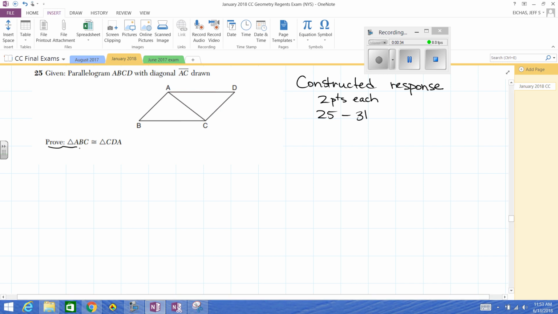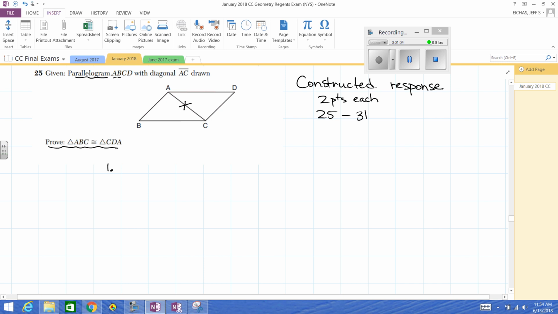All right, so it says prove triangle ABC is congruent to triangle CDA. For 2 points, it's going to be a relatively short proof. Maybe 2 to 4 steps is about all it would require. Now, AC is going to be congruent to itself by the reflexive property. That's going to be in there, I would imagine anyway. And since it's a parallelogram, we're going to get a lot of other stuff going on here.